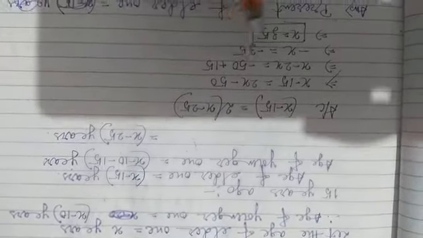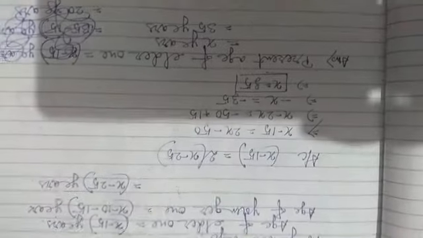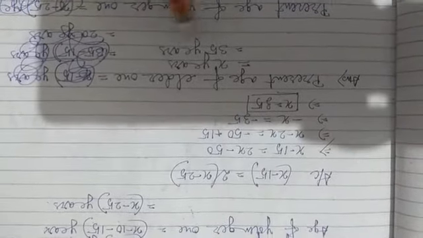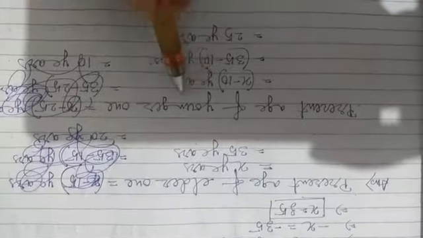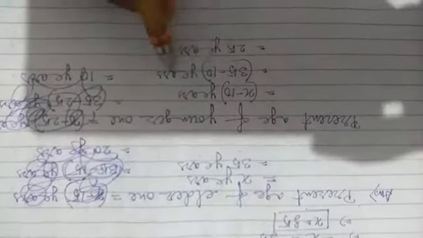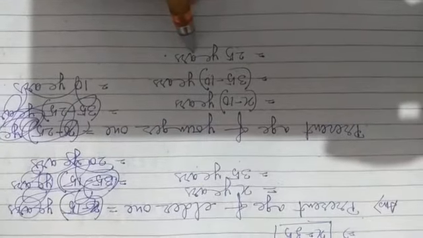After simplification, x equals 35. So the present age of the elder one is x years, equal to 35 years, and the present age of the younger one equals x minus 10 years, equal to 35 minus 10 years, equal to 25 years.